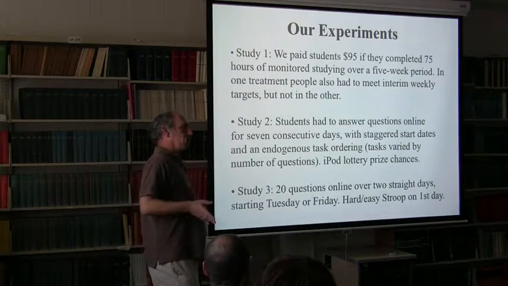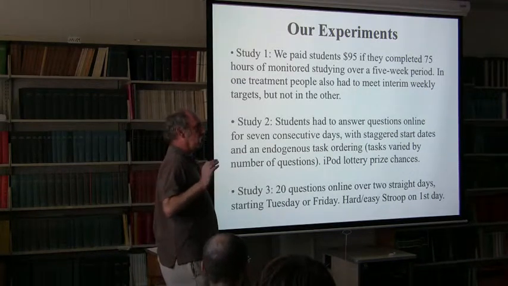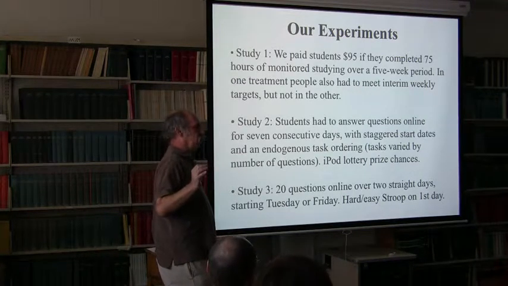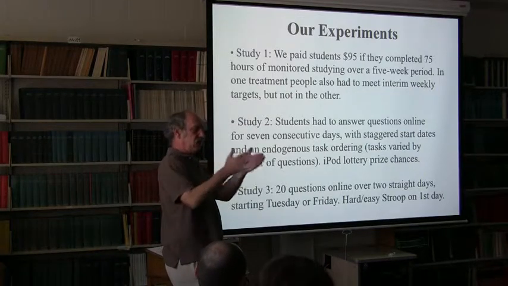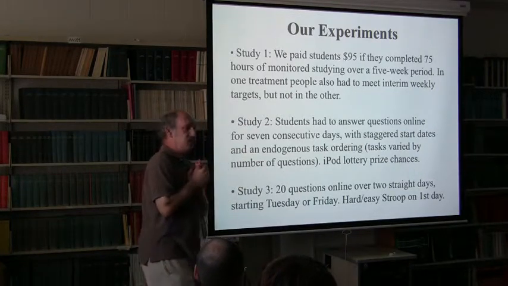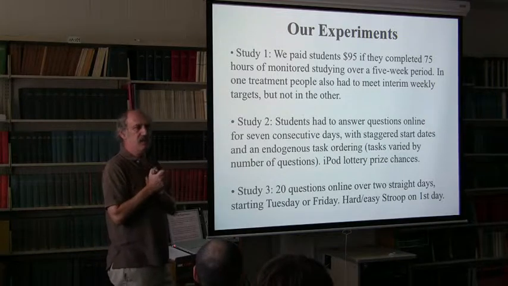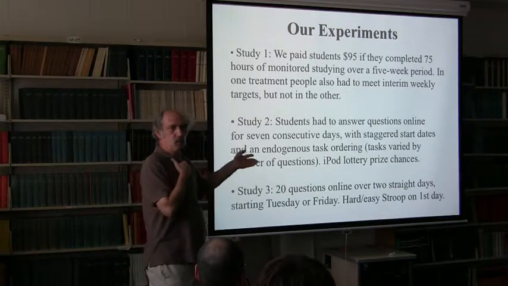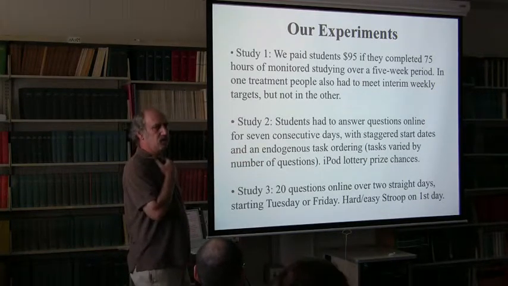You could pick the order, so the tasks there were 2 questions, 4, 6, 8, 10, 12, or 14 questions. They were multiple choice questions from econ tests, basically, from their courses. These are generally students that were in these courses.